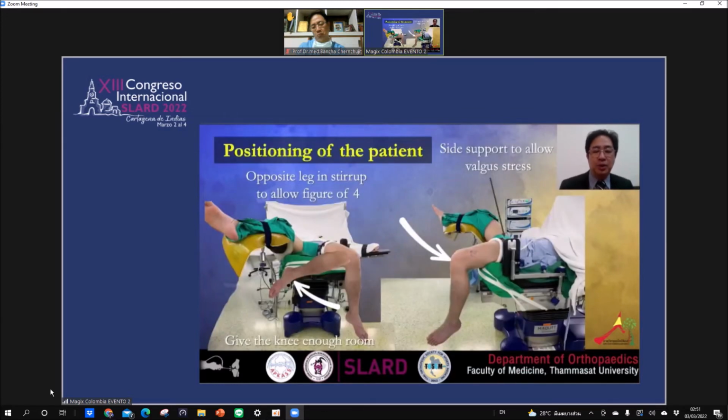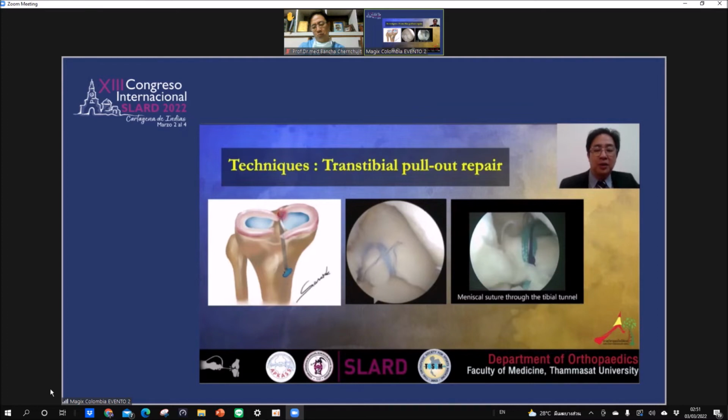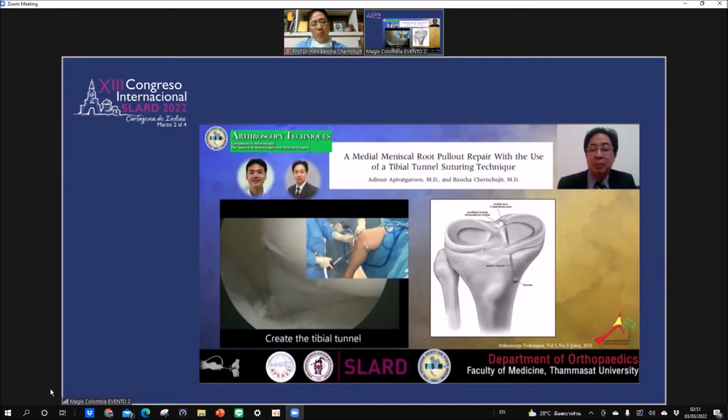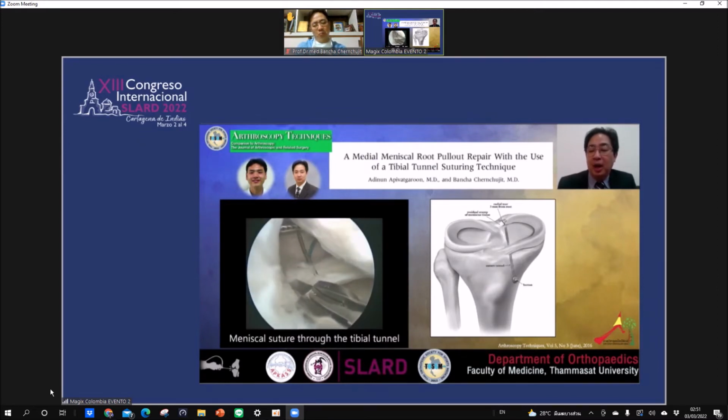I prefer this position. I break the table, hang the leg down, and I can move around the knee. Let's talk about the first technique, the transtibial pull-out repair. This is our technique published in 2016, medial meniscus pull-out repair with the use of the tibial tunnel suturing technique.